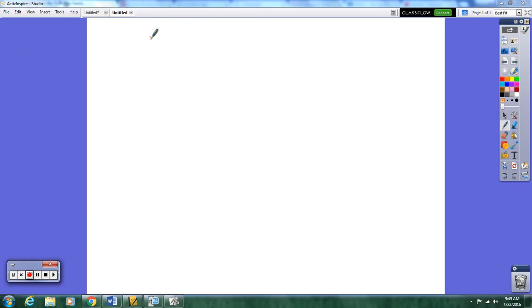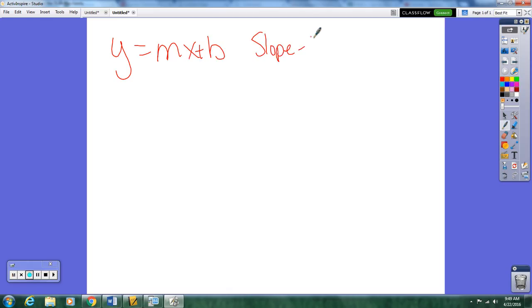What is the slope-intercept form of an equation? What is it? Okay, so y equals mx plus b. This is the slope-intercept. Okay, most important form of a linear equation that we need to know, because it gives us directly right there the slope and the y-intercept. This is the easiest way to graph, with slope and y-intercept.